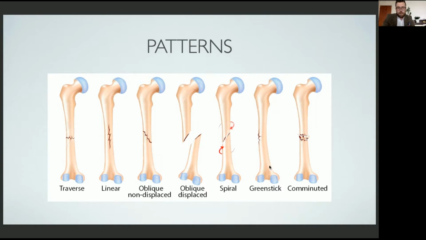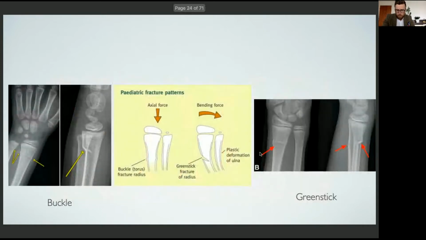And with regard to greenstick and buckle fractures, these are particular fracture patterns which are themselves unique in children. The reason for that is the fact that children's bones are more likely to bend than break completely due to the fact that they've got thicker periosteum. So the periosteum is this white layer of thickness on the outside of the bone here. And that thicker periosteum is also responsible for the blood supply to pediatric bone. That's also a large part and reason why children heal faster, and also why their bone has got a much higher capacity for remodeling than adult bone.